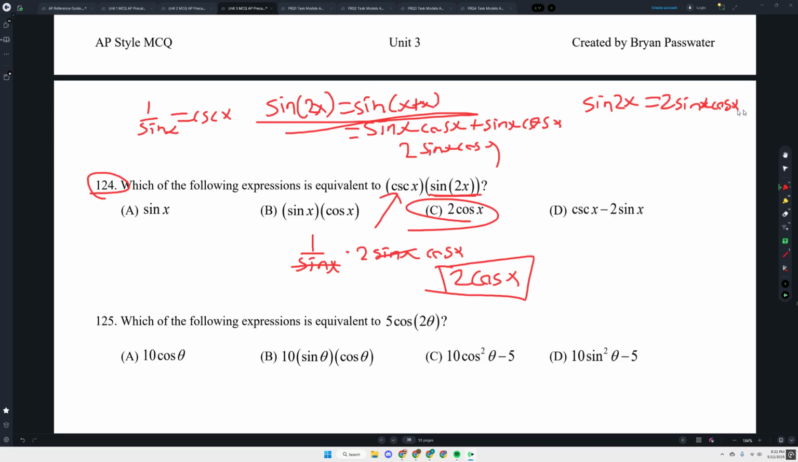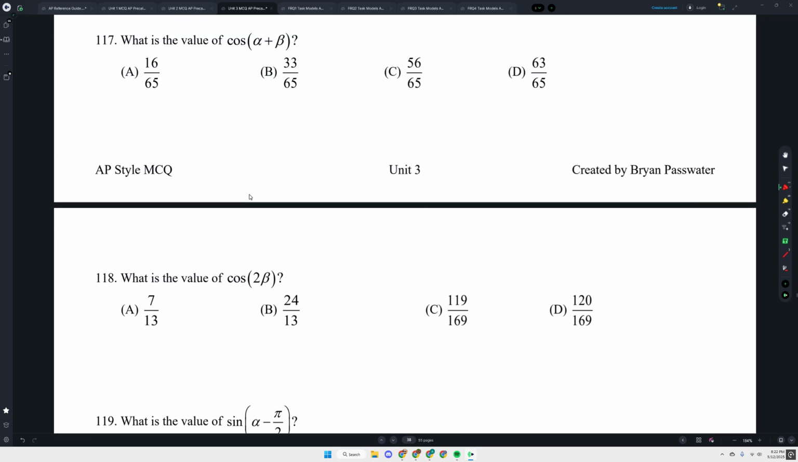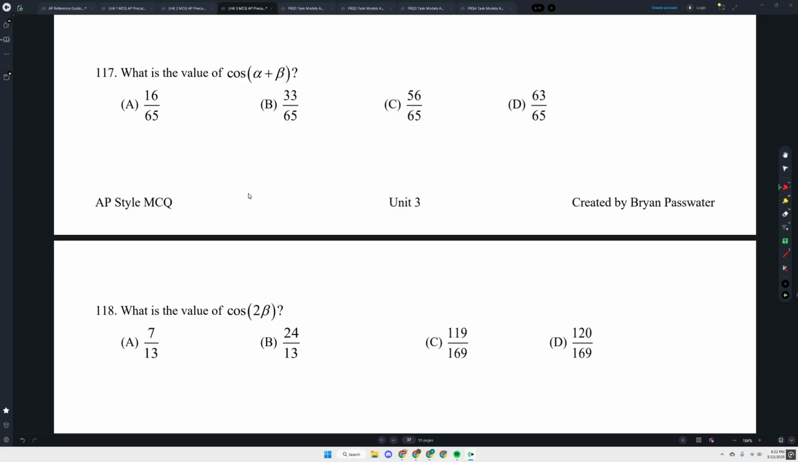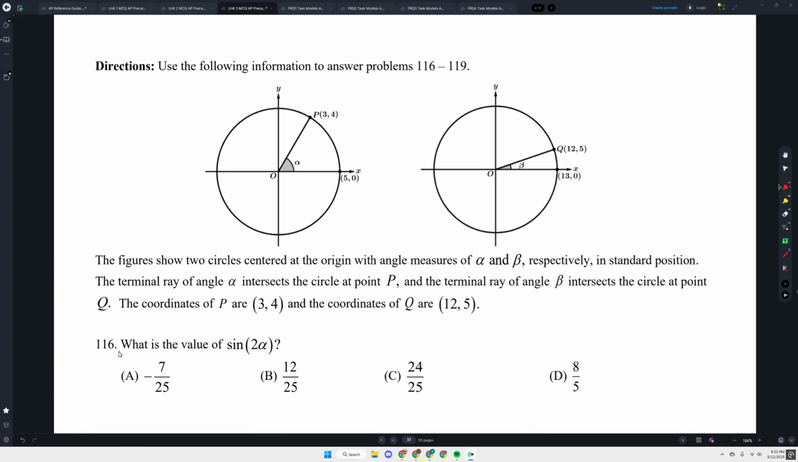If you forget the double angle, just use the sum and difference. Not every question is going to be on Desmos. There are 28 non-calc questions. If you're going to memorize anything today, memorize sine of a plus and minus b, and cosine of a plus and minus b. So addition and subtraction. Alright, we'll do one more of these.